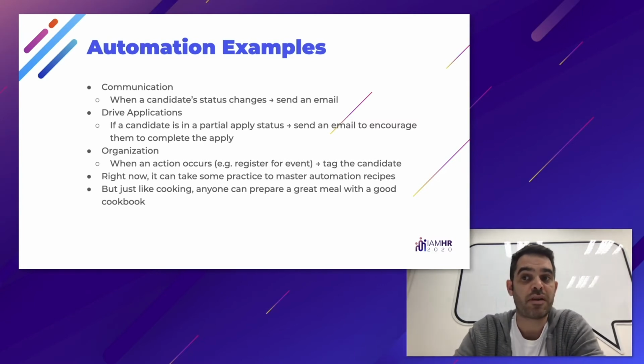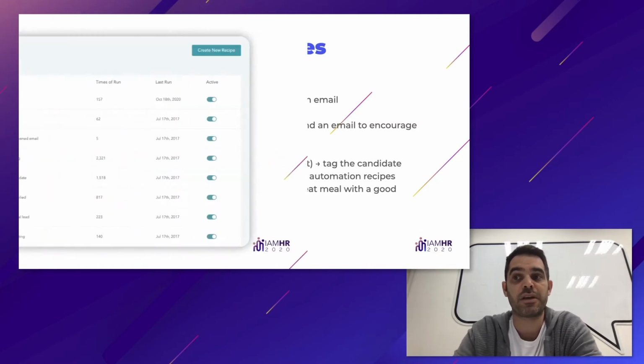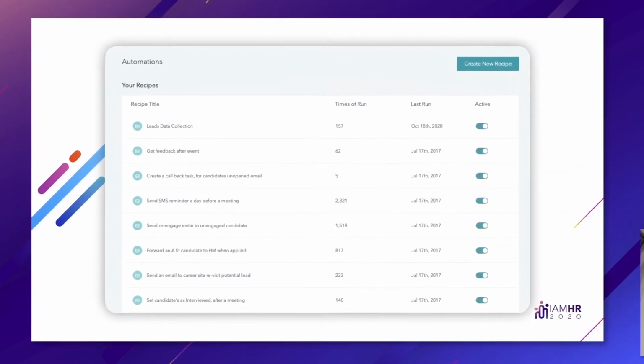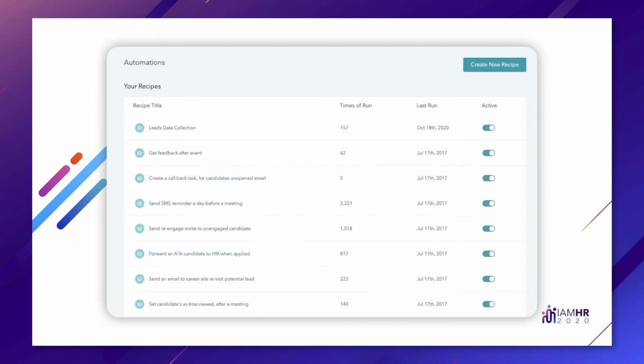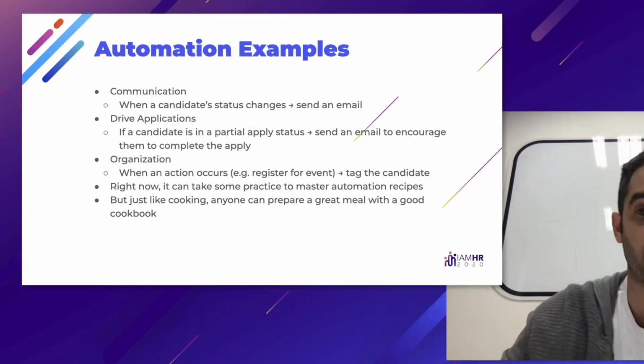One more aspect is driving applications. When you reach out to candidates that left the application process in the middle and encourage them to complete the application process. And the last one is organizing your candidate database. A lot of information is streaming into the CRM, along with some of the existing data. Automations can really help you organize that data by creating lists or adding tags according to specific criteria and conditions.